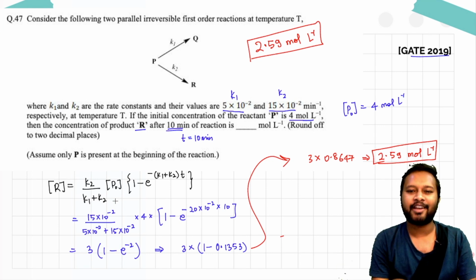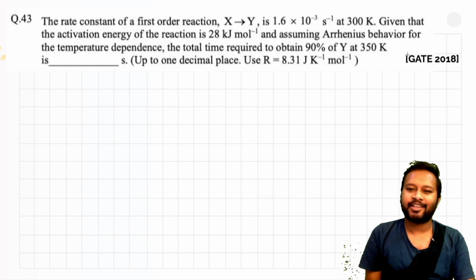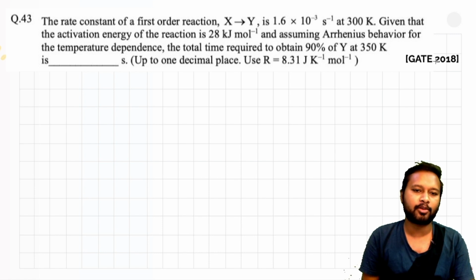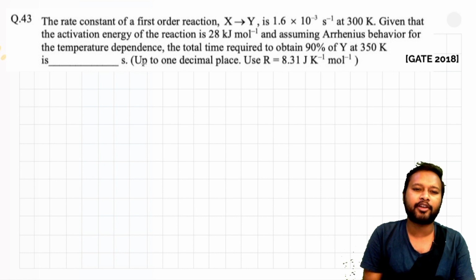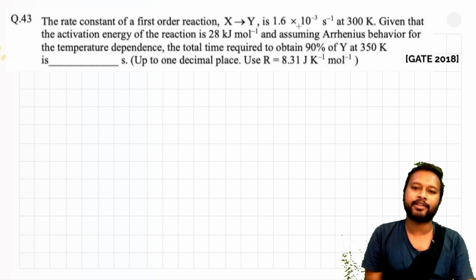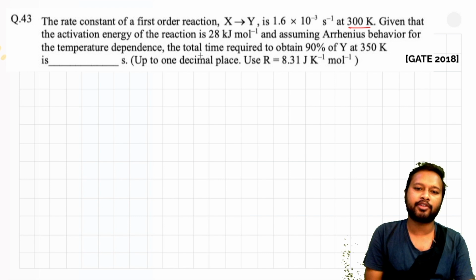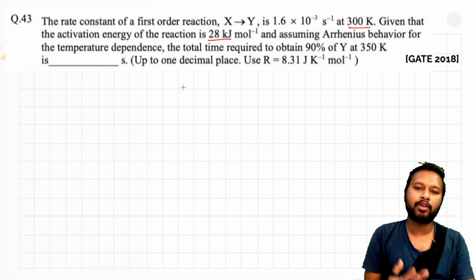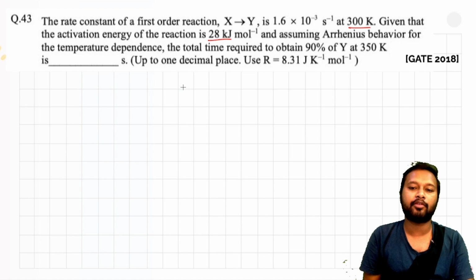All right, fine, let's go to the next one then. Let's take this particular question. This was asked in the GATE 2018 exam, and this was a 2-marker numerical answer type question. It says that the rate constant for the first order reaction, when X is getting converted into Y, is given to you as 1.6 into 10 to the power minus 3 second inverse at 300 Kelvin. Given that the activation energy of the reaction is 28 kilojoules per mole, assuming Arrhenius behavior for the temperature dependence, the total time required to obtain 90% of Y at 350 Kelvin is how much?